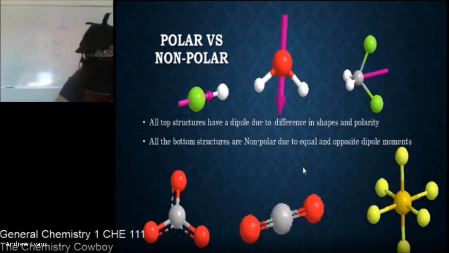So here's some more examples. Polar versus nonpolar. In this case, the arrow part of this is actually the positive side. This structure, HCl: the chlorine is more negative than the hydrogen. That's pretty obvious because it's linear and they're two different atoms.